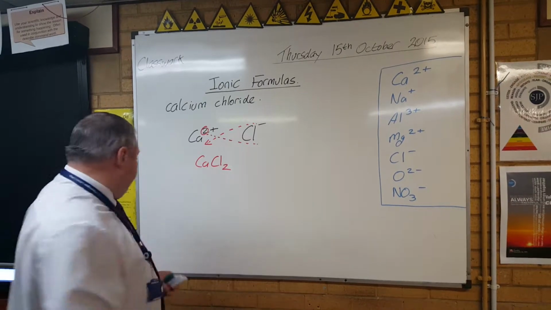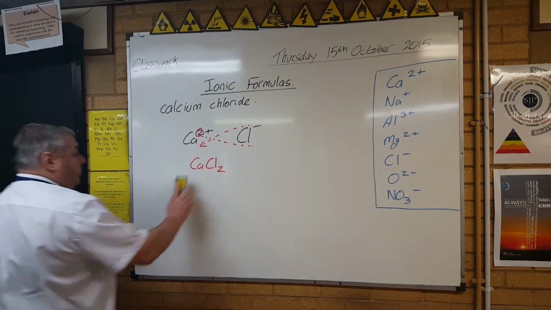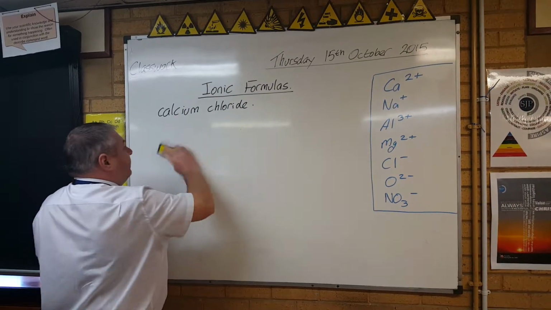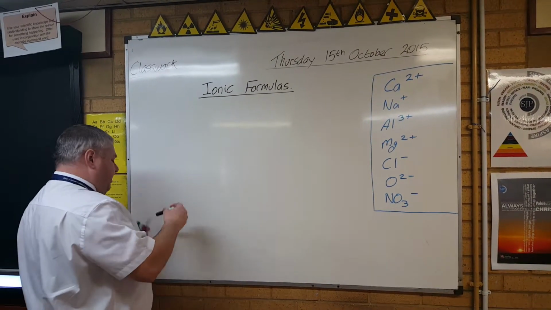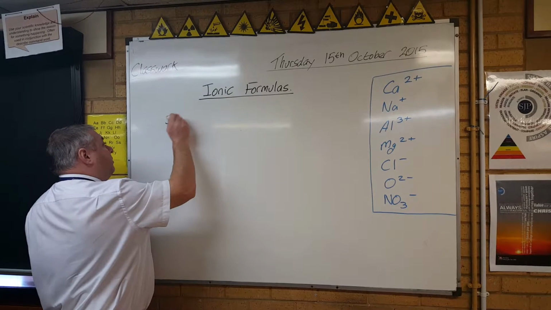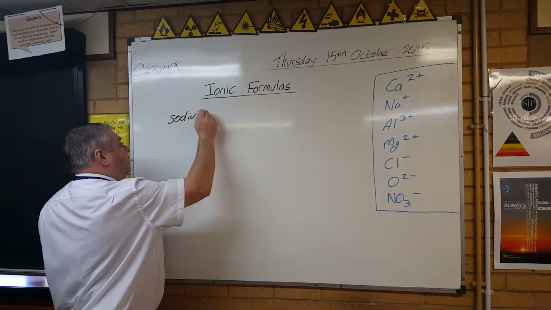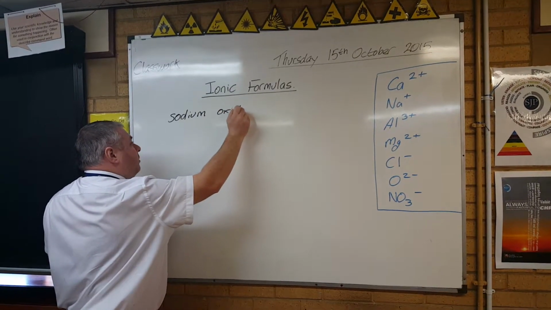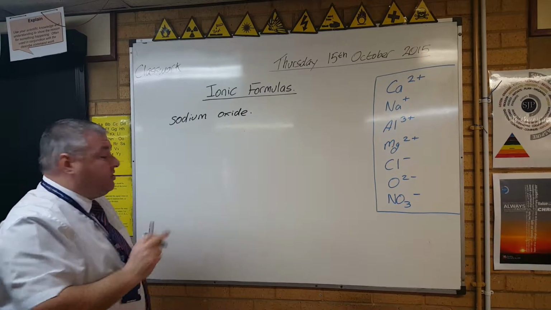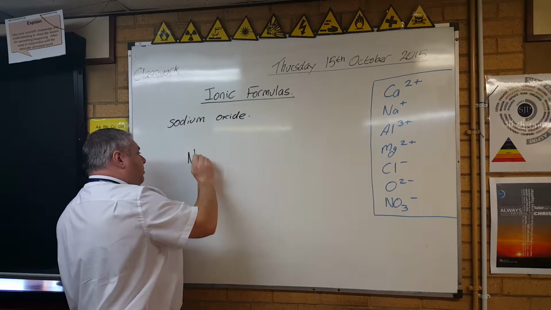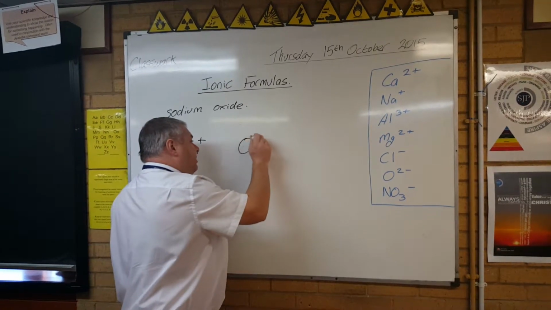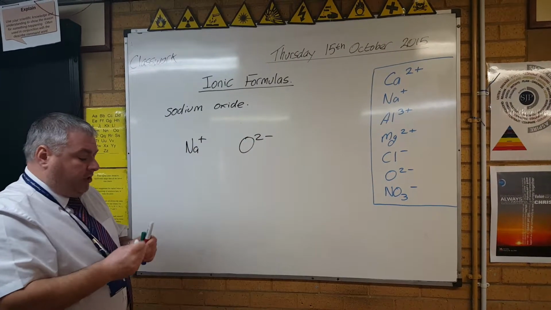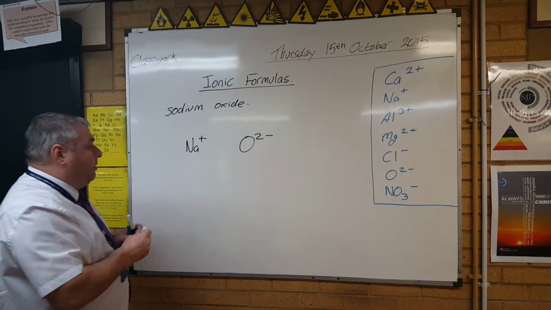Let's look at another example. If we wanted to do sodium oxide, okay? Again, using your data sheet, sodium is a 1+ ion, oxygen is a 2- ion, and we can follow the same rule again, will help you.